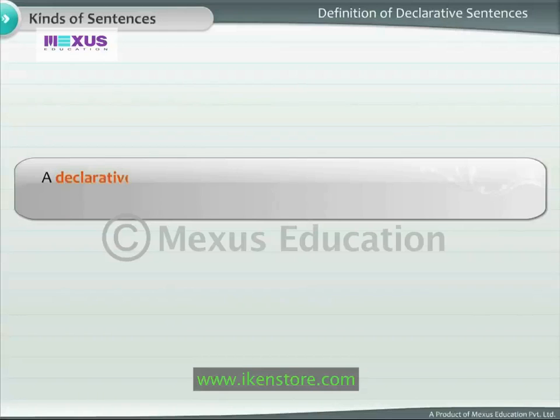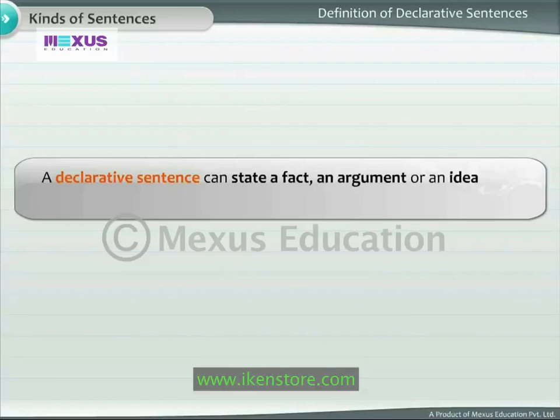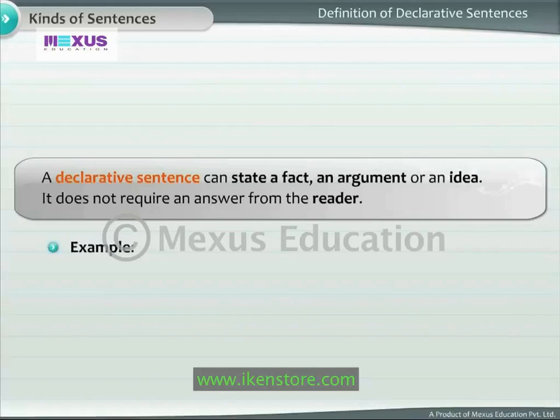A declarative sentence can state a fact, an argument, or an idea. It does not require an answer from the reader. For example, this book is very entertaining. This is a declarative sentence. The reader does not need to answer or respond to the statement made.